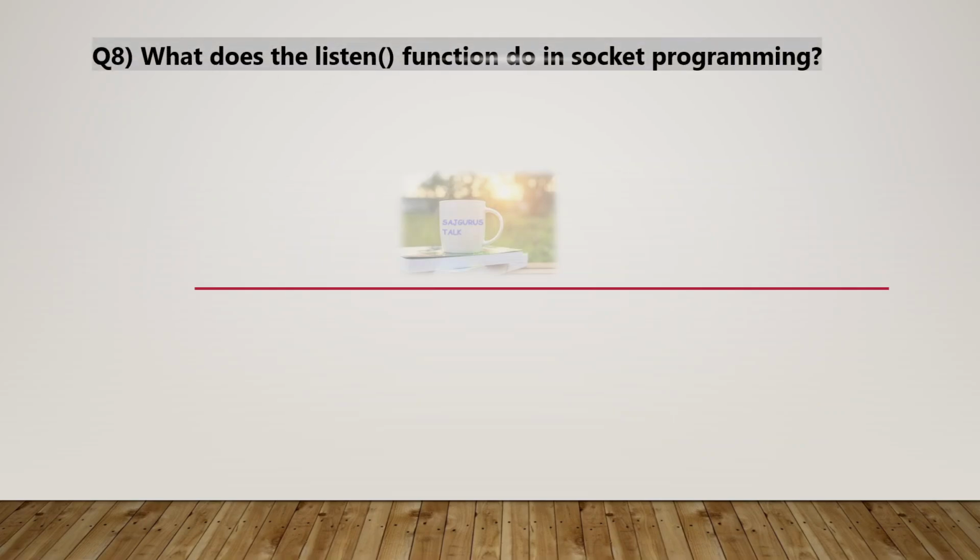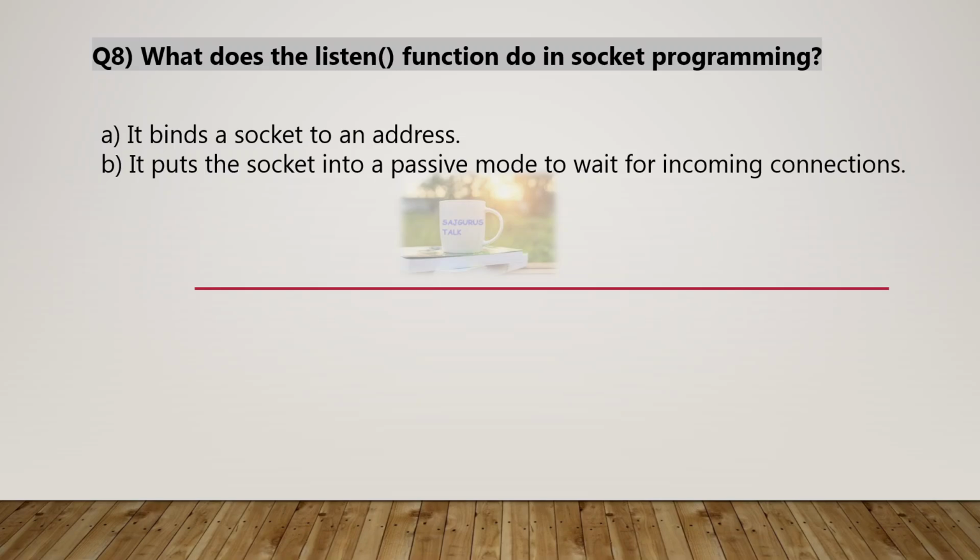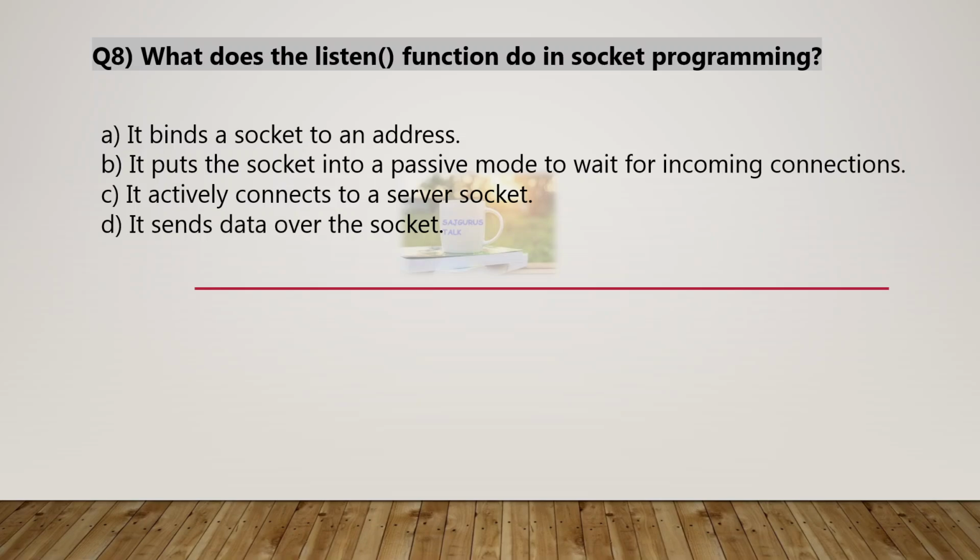Eighth question. What does the listen function do in socket programming? It binds a socket to an address. It puts the socket into a passive mode to wait for incoming connections. It actively connects to a server socket. It sends data over the socket. The listen function sets up a socket to accept incoming connections by placing it in a passive listening mode. So the answer is B, it puts the socket into a passive mode to wait for incoming connections.